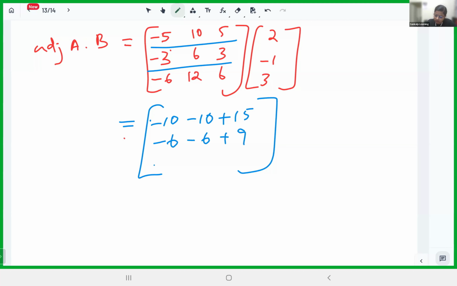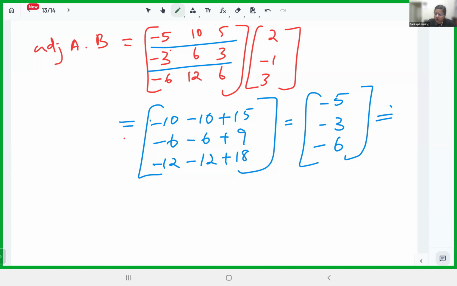Then minus 6 into 2 is minus 12. Then 12 into minus 1 is minus 12. 6 into 3 is 18. So that is equal to minus 20 plus 15. That is equal to minus 5. Minus 12 plus 9. Right, minus 6. Minus 6 means minus 12. Minus 12 plus 9 is minus 3. And minus 12 is minus 24 plus 18. That is equal to minus 6. So this is our result. This is not equal to 0.